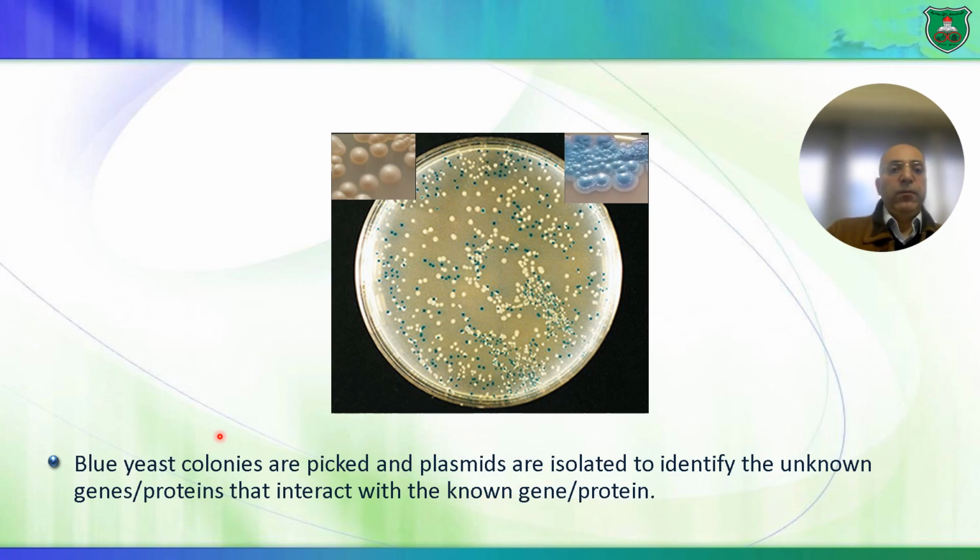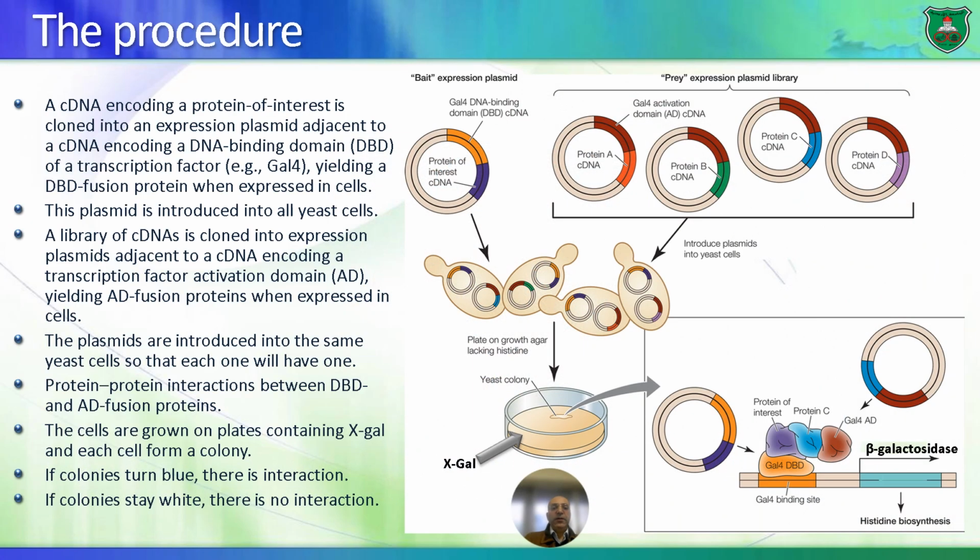So again, I'm interested in the colonies that are blue. These are the colonies where we have yeast cells that produce a protein that can interact with protein X. So I'm going to leave you with this slide. This is taken from the book. It contains a lot of information. Okay, it explains the technique that I just told you about, and you can read it on your own. Okay, and Allah ma'akum.